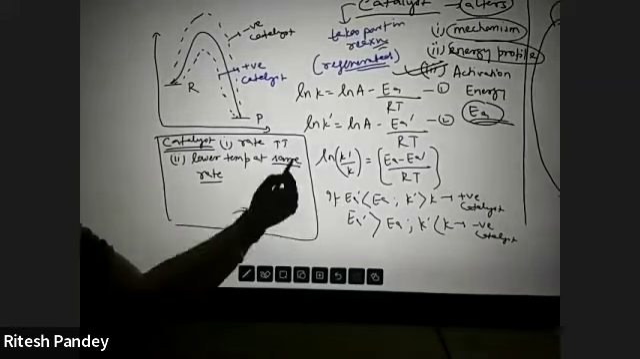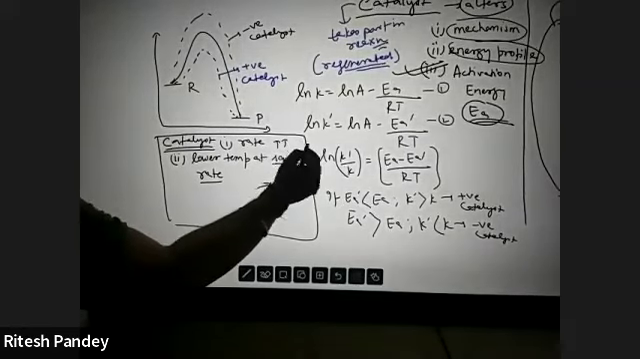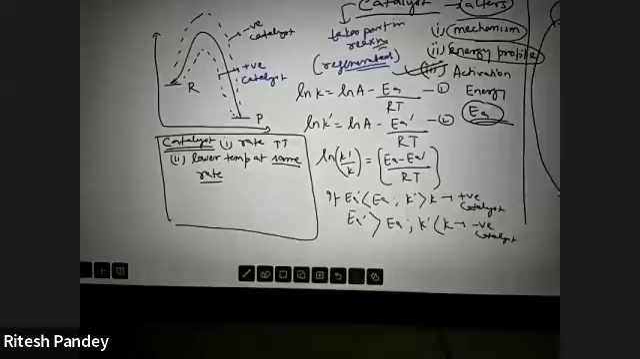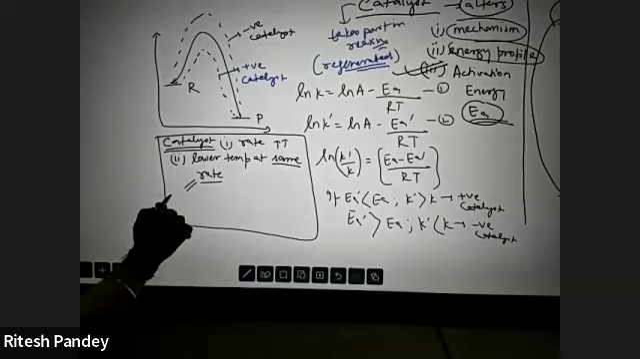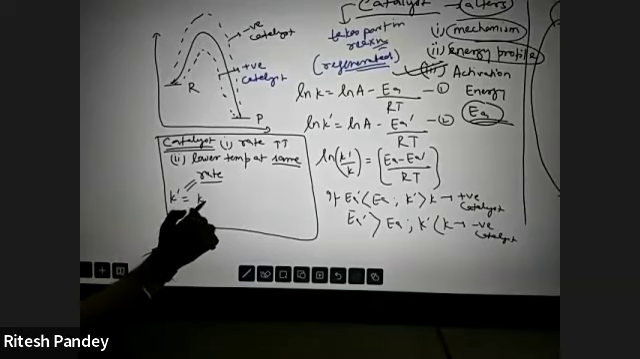यहाँ पे naturally rate बढ़ाता है because K prime is more than K. But same rate का मतलब क्या हो जाएगा? K prime is equal to K.